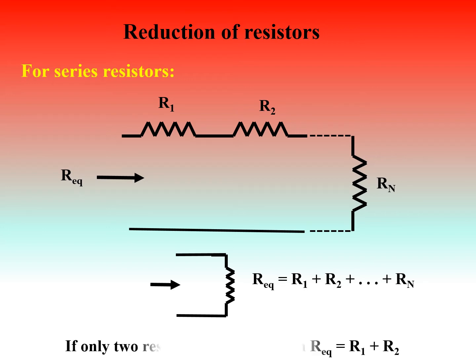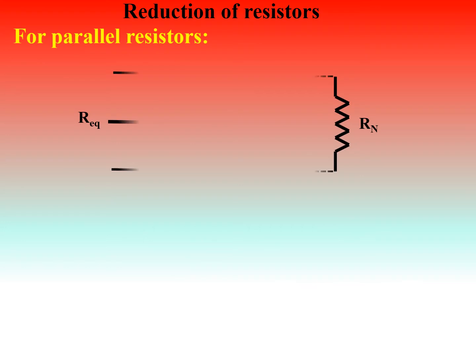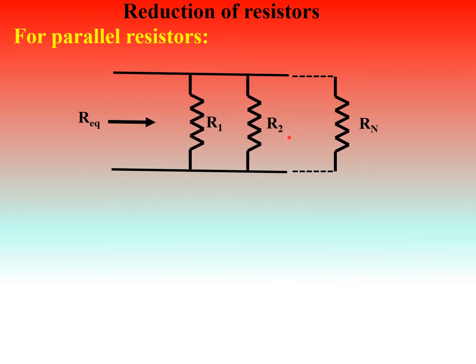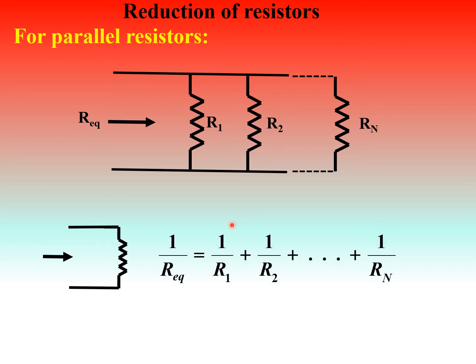Suppose there are only two resistors connected in series, then we already know R equivalent is equal to R1 plus R2. If resistors are connected in parallel combination, then we also know the equivalent resistance is 1 by R equivalent equals 1 by R1 plus 1 by R2 plus and so on plus 1 by Rn. This is the equivalent resistance. We can reduce these resistors into one resistor which is equal to this.